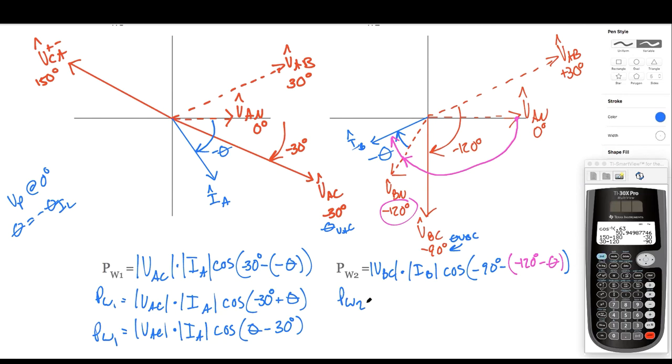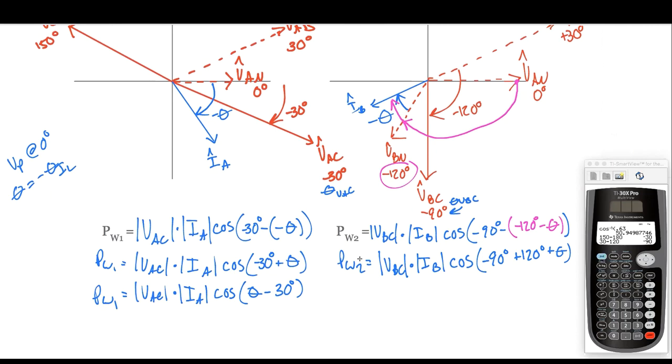So I've got PW2, or the power in watts measured from wattmeter 2, is magnitude VBC times magnitude IB times cosine. All right, what is negative 90? No change. What's a negative times a negative? It's a positive. So I've got positive 120. What's a negative times a negative? I've got positive theta. Okay.